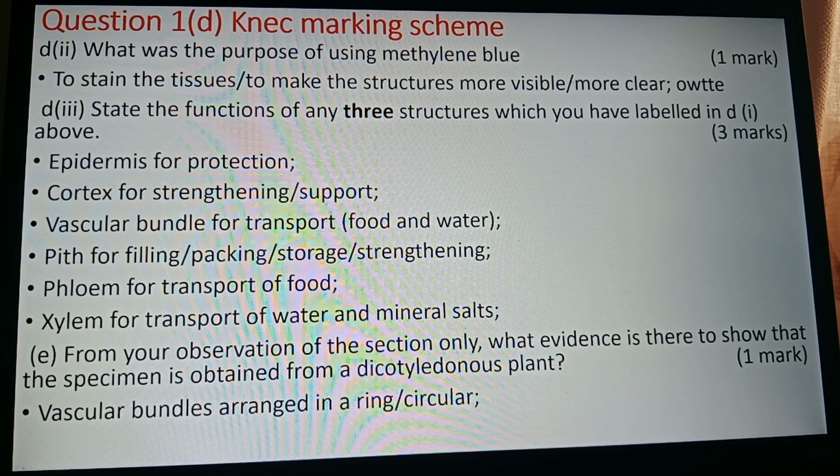E. From your observation of the section only, what evidence is there to show that the specimen is obtained from a dicotyledonous plant? The vascular bundles are arranged in a ring or circular.